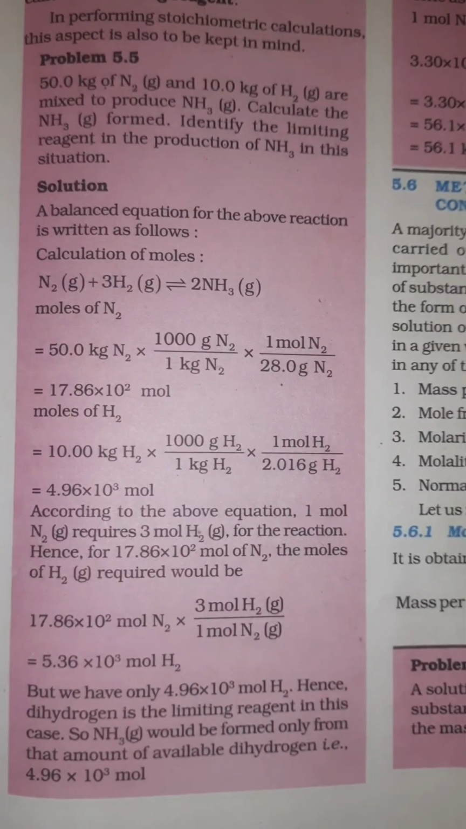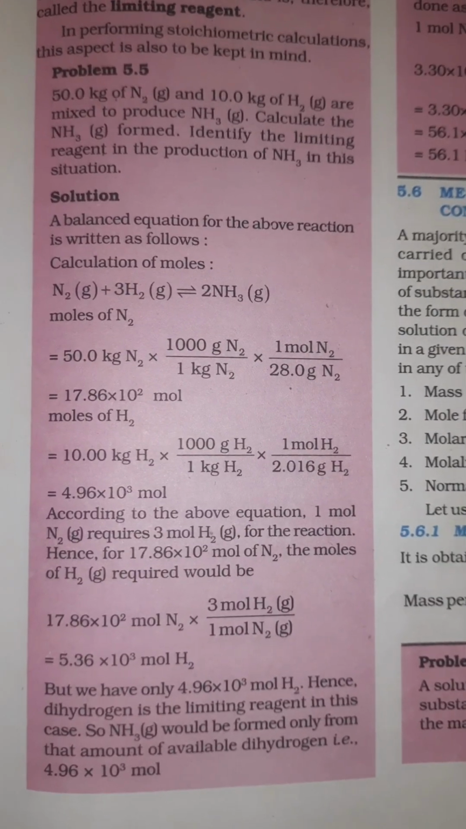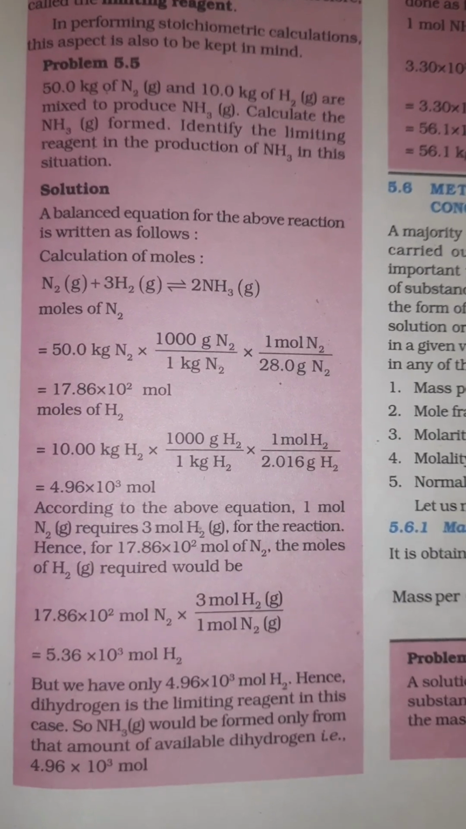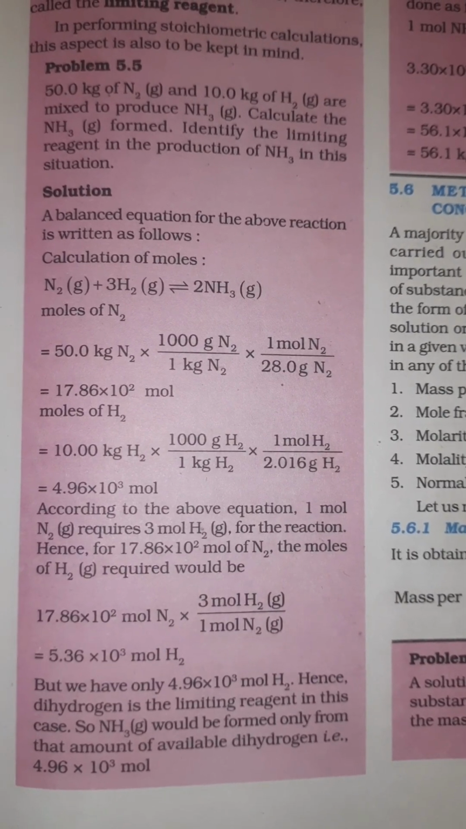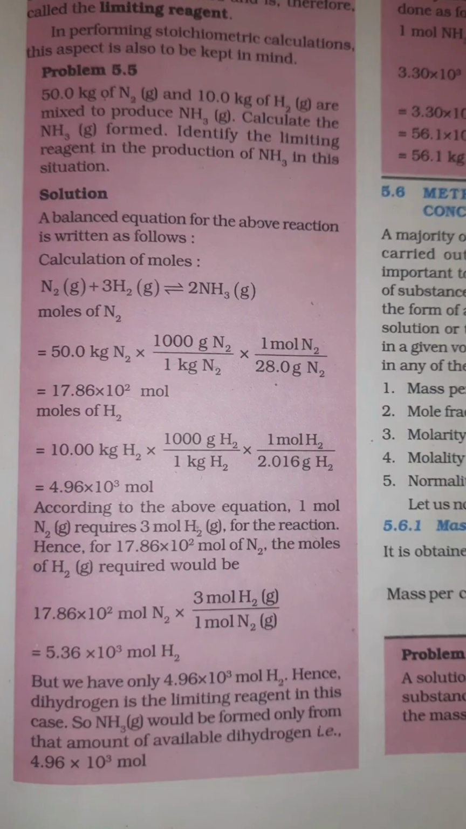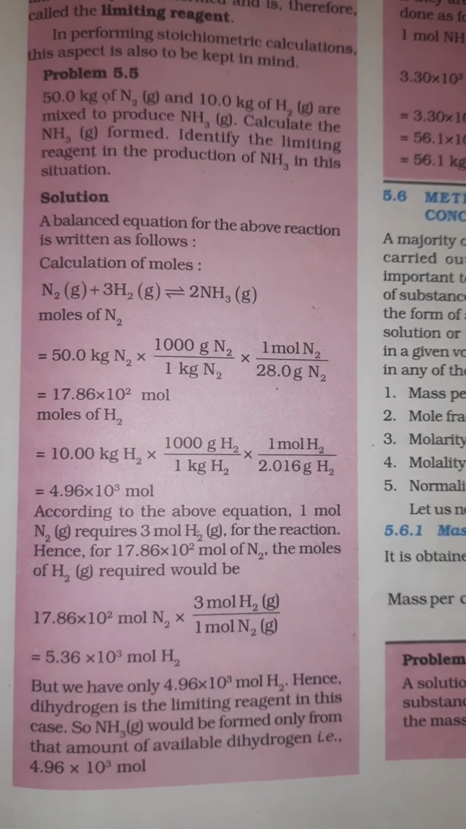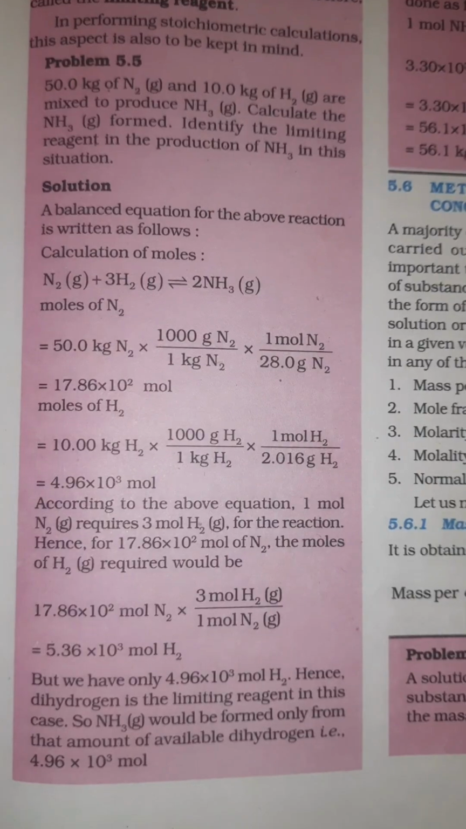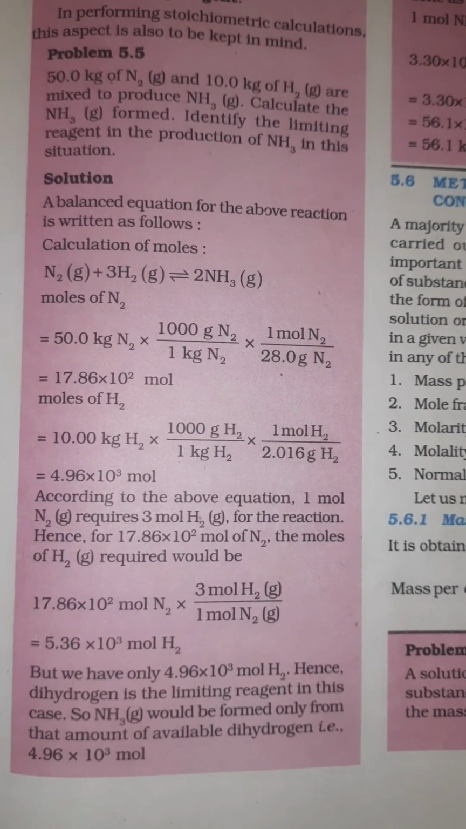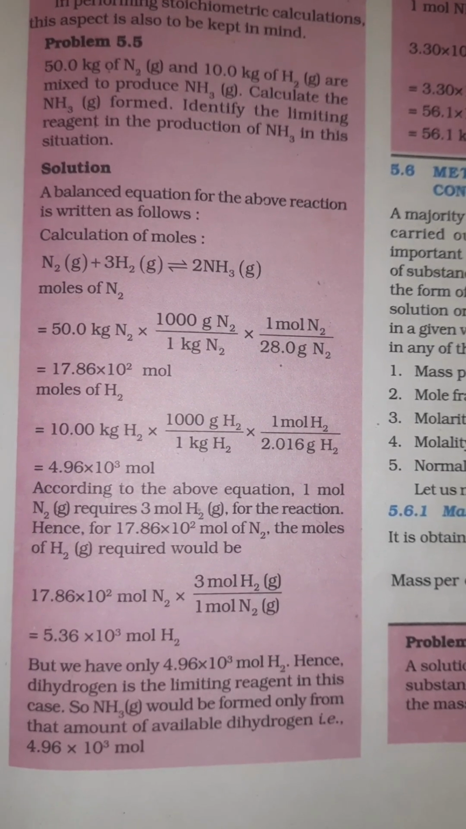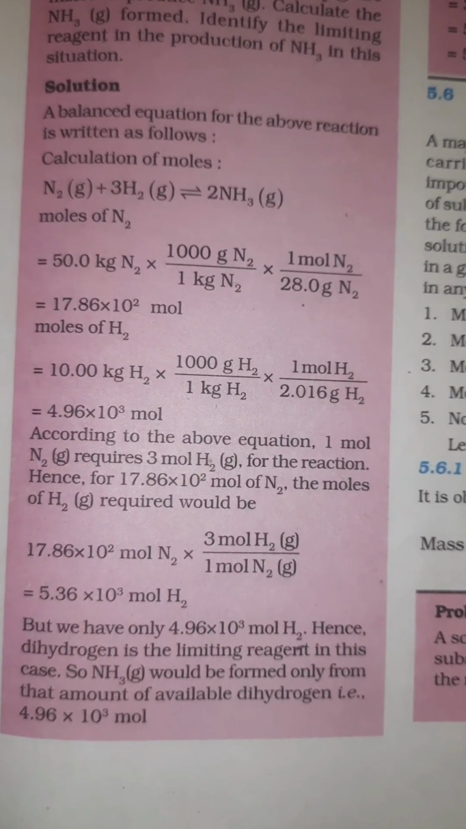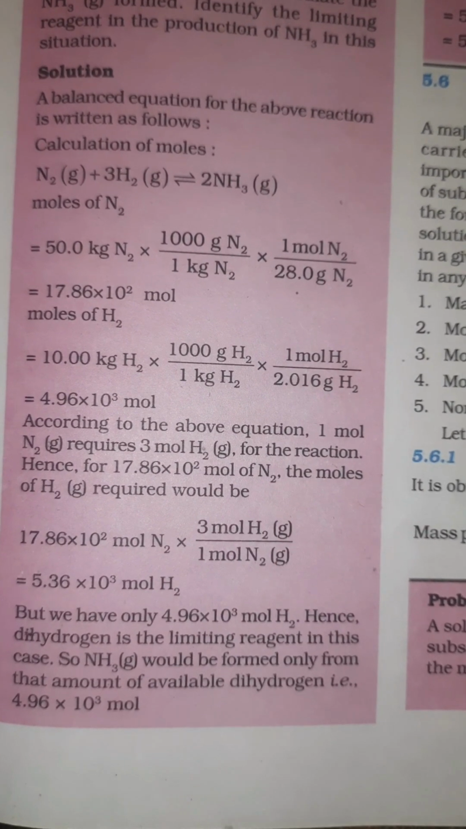Problem 5.5: 50 kg of nitrogen and 10 kg of hydrogen are mixed to produce ammonia. Calculate the NH3 formed. Identify the limiting reagent in the production of ammonia. The balanced equation for the reaction is N2 + 3H2 gives 2NH3. Moles of N2 are given, so moles of hydrogen like this. According to the reaction, 1 mole of N2 requires 3 moles of hydrogen.